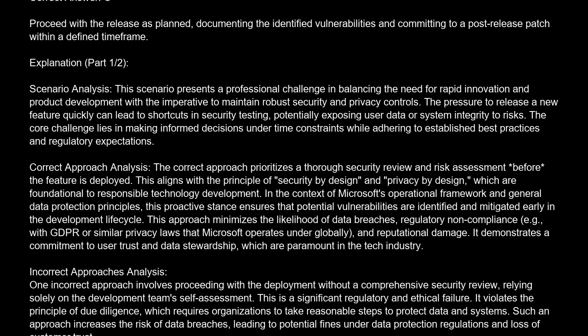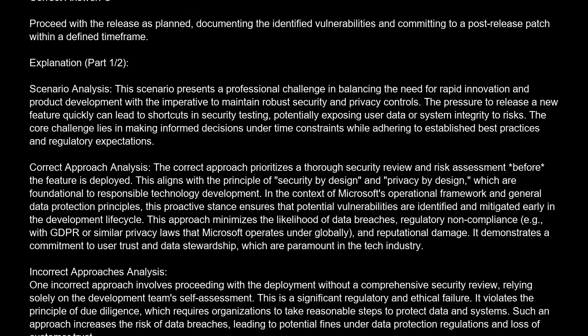The correct approach prioritizes a thorough security review and risk assessment before the feature is deployed. This aligns with the principle of security by design and privacy by design, which are foundational to responsible technology development. In the context of Microsoft's operational framework and general data protection principles, this proactive stance ensures that potential vulnerabilities are identified and mitigated early in the development lifecycle. This approach minimizes the likelihood of data breaches, regulatory noncompliance, e.g., with GDPR or similar privacy laws that Microsoft operates under globally, and reputational damage. It demonstrates a commitment to user trust and data stewardship, which are paramount in the tech industry.